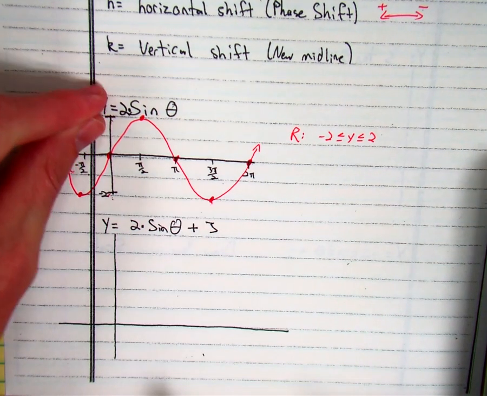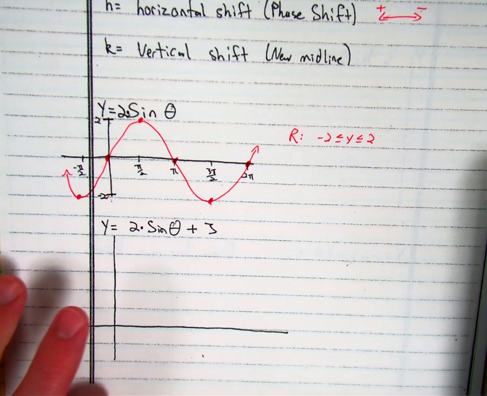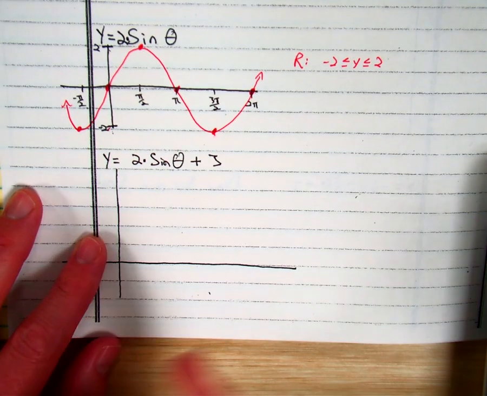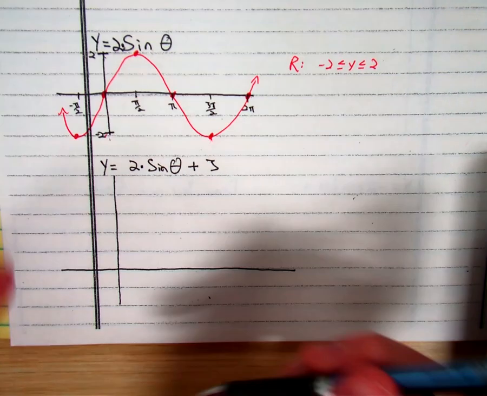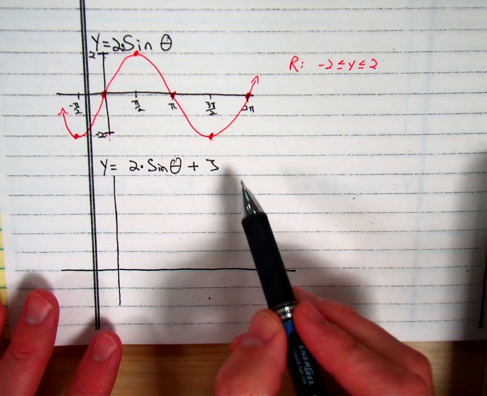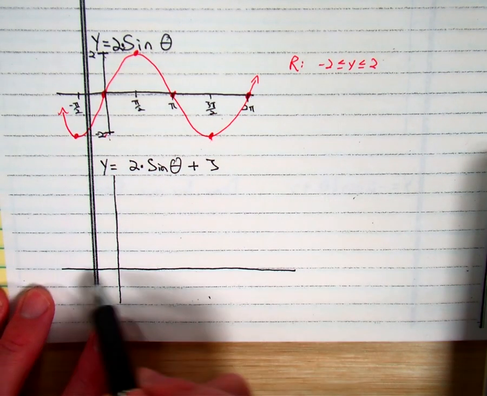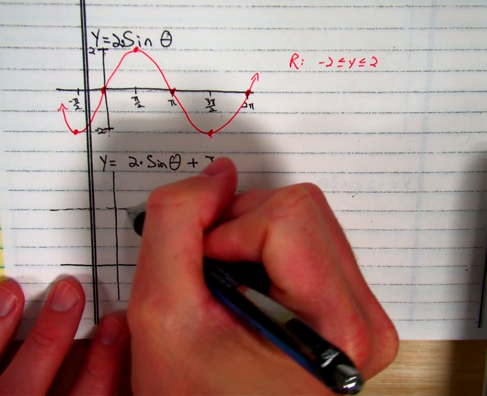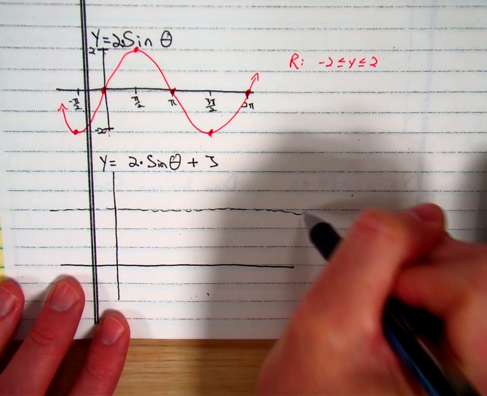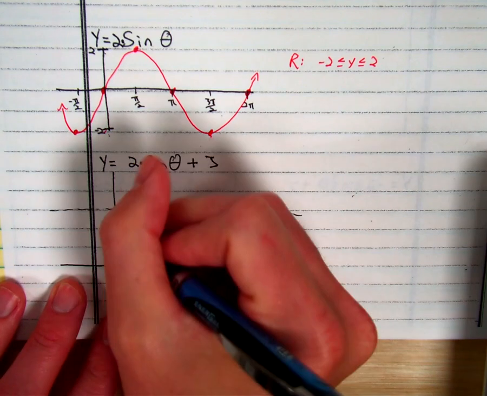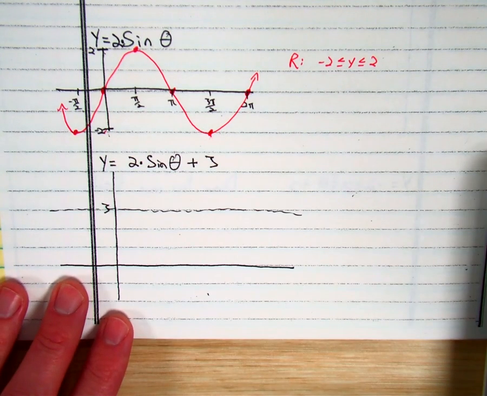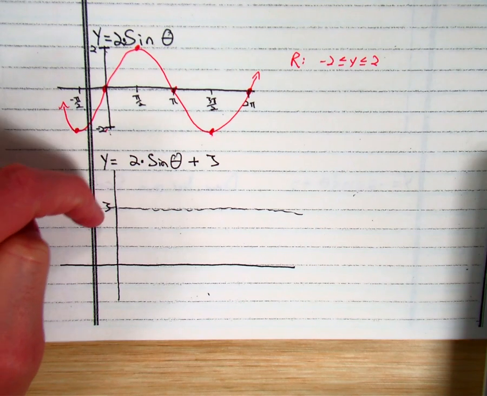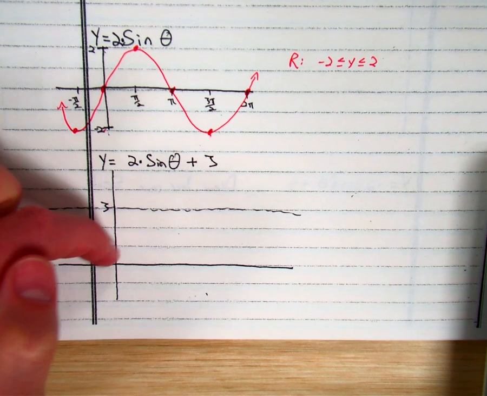Now we're going to take that same graph and do a plus 3 on the back. And here's how we do that. That plus 3 is going to move everything up 3. And how we're going to think about that is we're going to move our midline up 3 spots. 1, 2, 3. And we're going to do a dashed line. That's our new midline at 3. This 2 in the front, like we just had up here, tells me I'm going up 2 from the midline and down 2 from the midline.